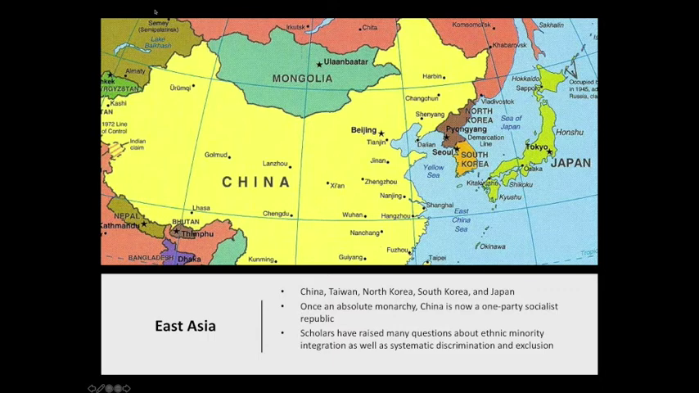And then for our final case study, we're going to look at East Asia, and then we'll look at the People's Republic of China. And like these other cases, these are countries that are going through a lot of rapid change. And so China would have once been an absolute monarchy, but it is now a one-party socialist republic. Scholars today, like for the other countries in question, are also raising many questions about how ethnic minorities are integrated into the People's Republic, as well as systematic discrimination and exclusion of minorities in the country.